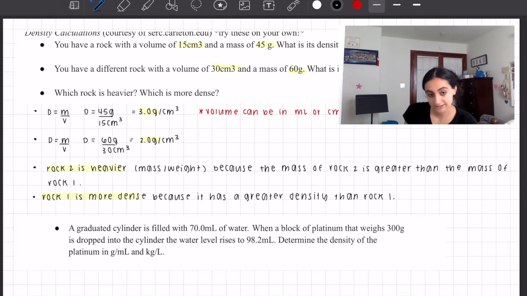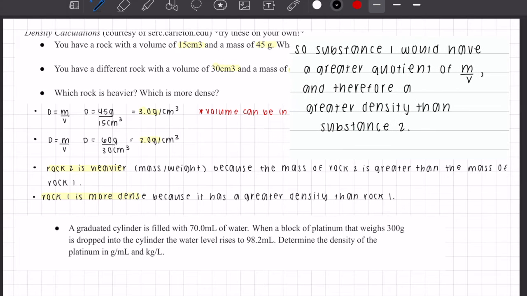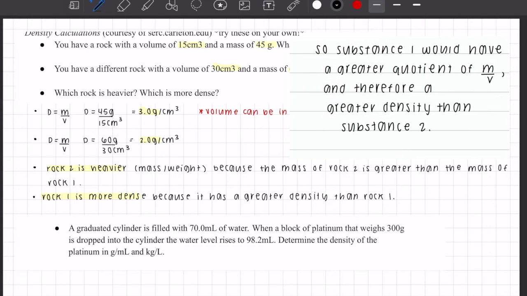Now, the third question is two parts, and these are crucial differences to understand: heavier versus more dense. Heavier just solely relies on mass. It is just how much matter you have, versus more dense means how much matter you have in proportion to the volume. So if a substance is more dense than another one, it means that if the two substances had the same volume, substance one would have more mass in that volume than substance two. So knowing that, we can go about these two questions.